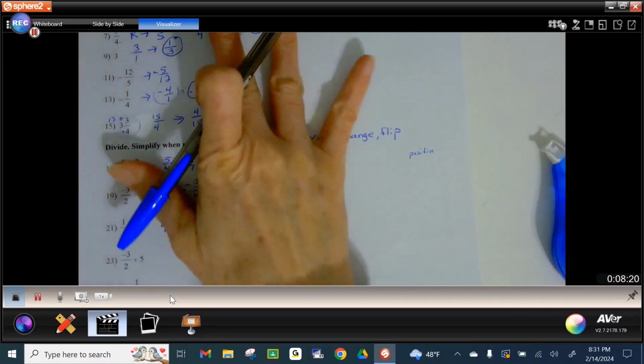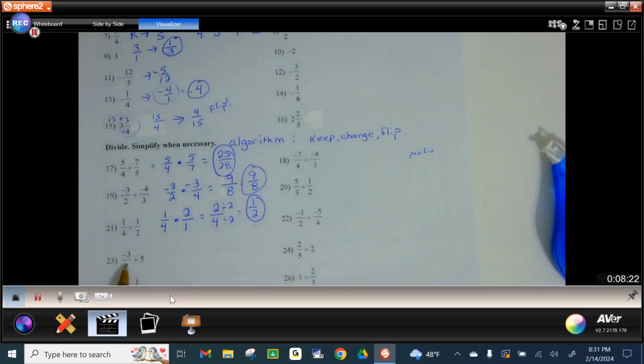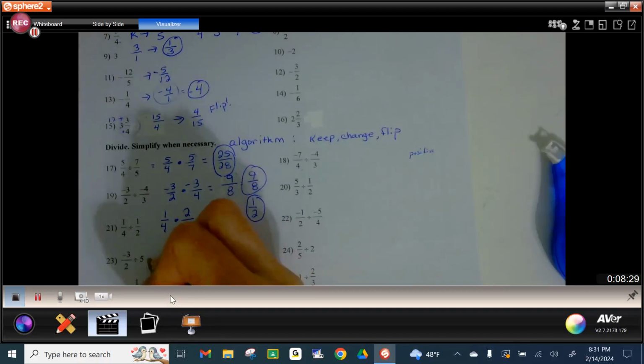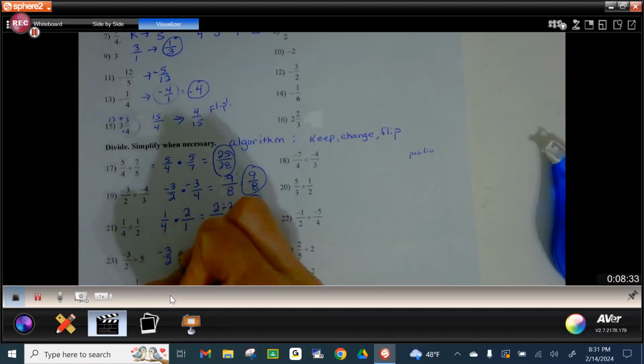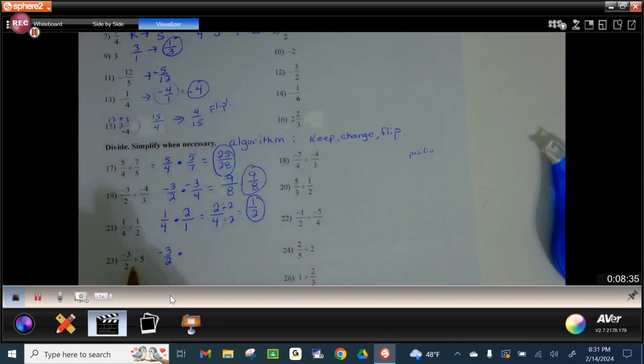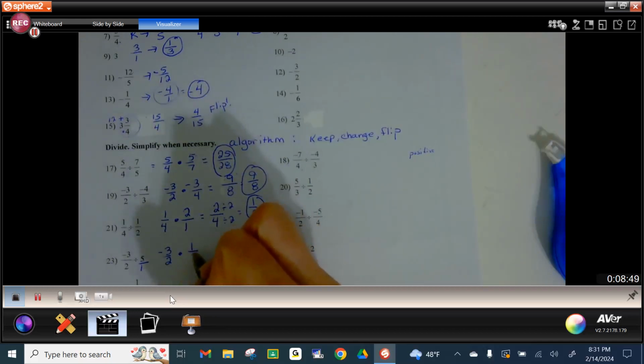Okay, 23. I notice I have a fraction here, and this is not in a fraction form. So I'm going to keep the first fraction, negative 3 over 2, change that to multiply. But now how am I going to flip 5? Remember, we can make it look like a fraction by putting it over 1. So it's negative 3/2 divided by 5 over 1. Well, then I'll just flip this fraction now. I made it into a fraction, and now I will flip it.